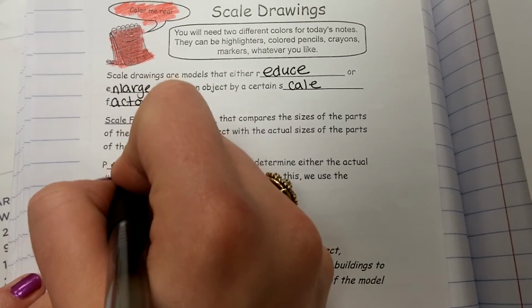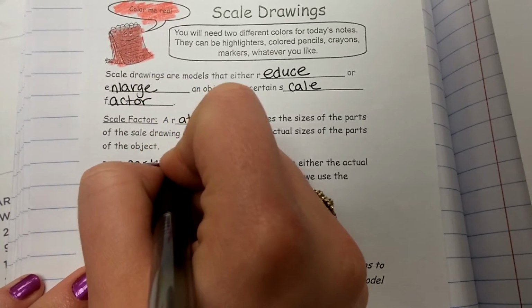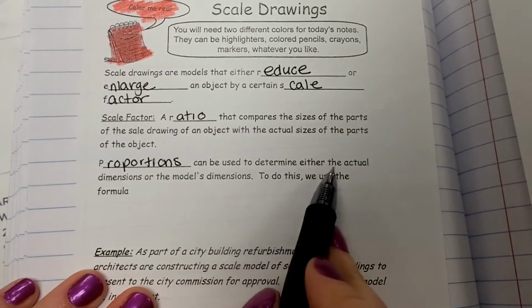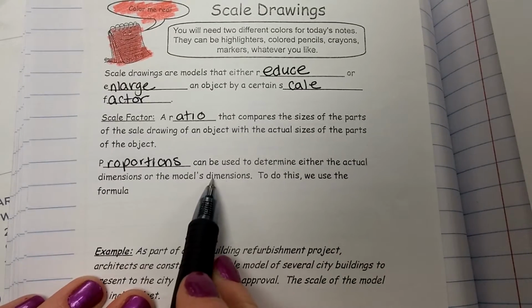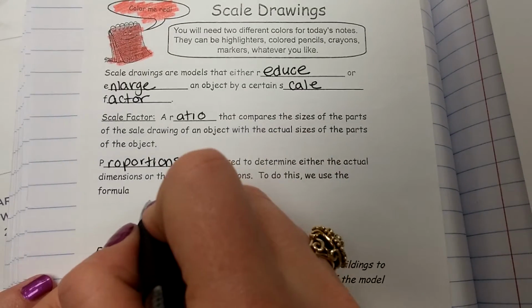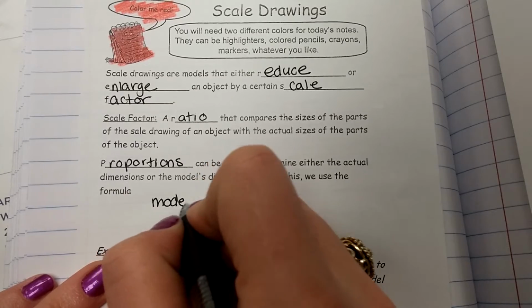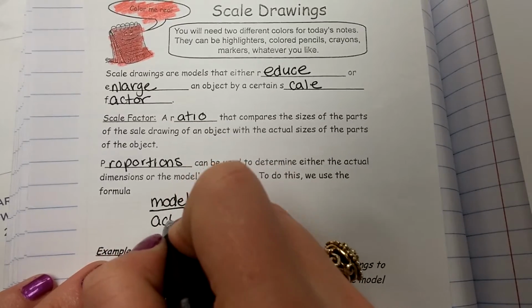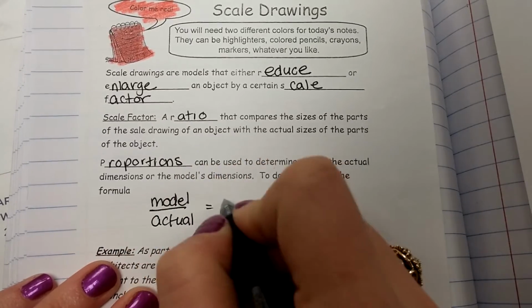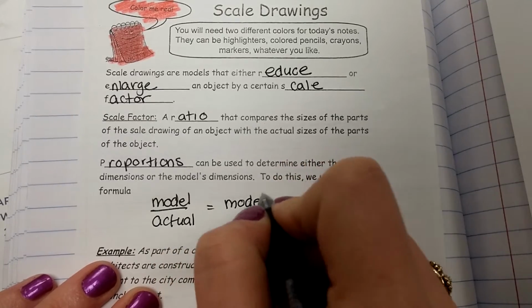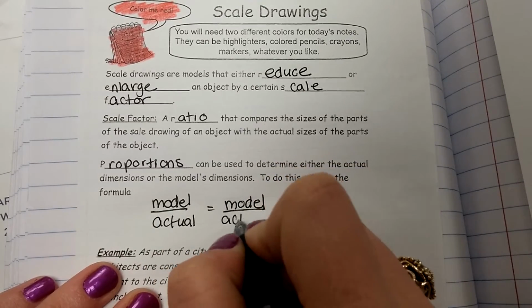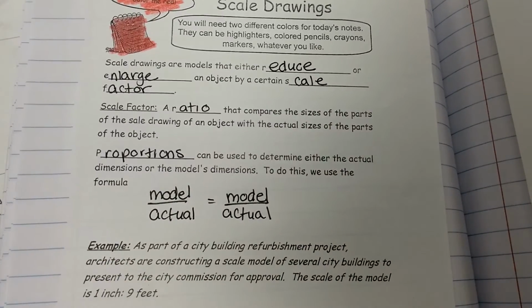Proportions can be used to determine either the actual dimensions or the model's dimensions. To do this, we use the formula model over actual equals model over actual. And this is where the two colors come in.